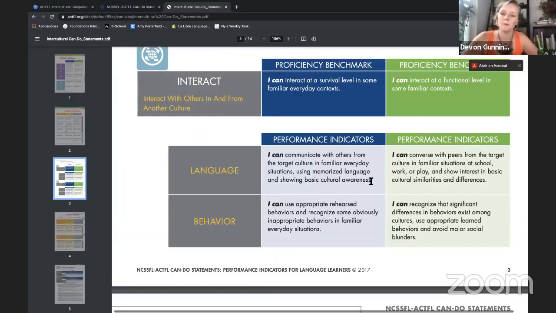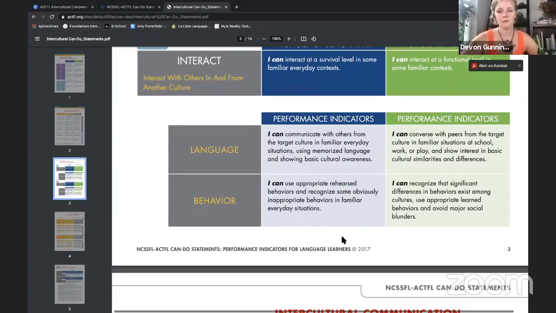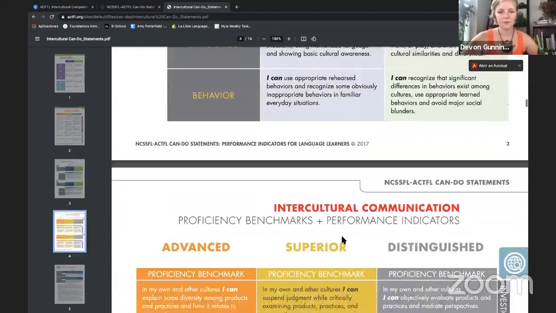So instead of bumping down to a more appropriate, reachable, in the ZPD, if you will, language goal that actually has to do with interaction, we just cut it out altogether. And this is a better solution. And this is a good one too. Okay, so behavior. I can use appropriate, rehearsed behaviors and recognize obviously inappropriate behaviors in familiar everyday situations. Game changer, right? Game changer.